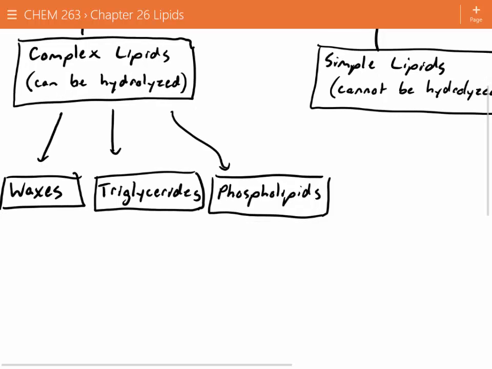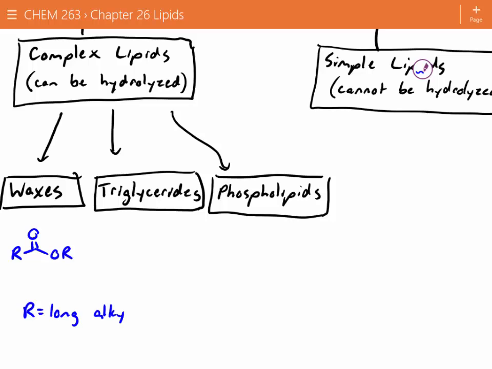So if we look at what a wax is, I'm just going to really briefly write out what a wax is. It's basically an ester where both R groups equal long alkyl chains. So it's just a simple, really aliphatic ester. Triglycerides are what we saw in lab with our nutmeg soap, where again, these R groups are long aliphatic chains, and then you've got the main glycerol backbone.